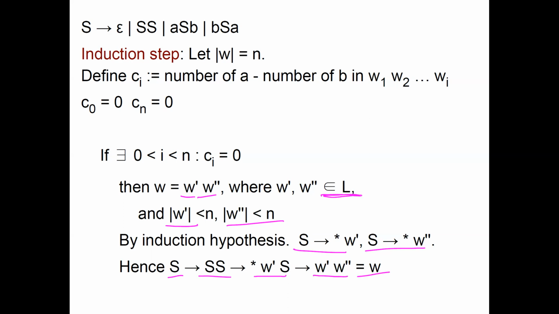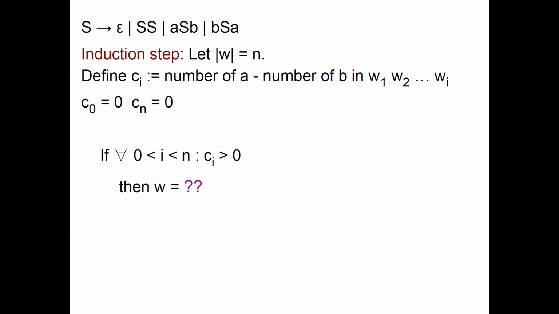Again, if at some point the C_i goes to 0, there is a w' here and w'' here. You can derive these two things by induction hypothesis, and so you can derive the whole thing if you start with this rule, S goes to SS. But then that may not happen. It may be that for every i, C_i is bigger than 0, so it never goes to 0. It's something like this. Then what happens to w?